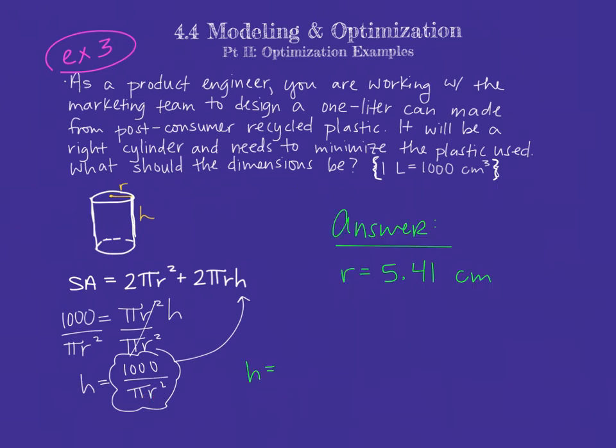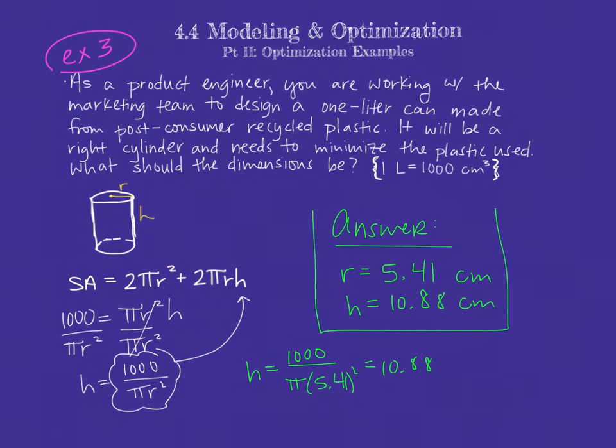Plugging in, height is 1,000 divided by pi times 5.41 squared. That yields a value of 10.88. So our height is going to be 10.88 centimeters. Now the question only asked us what the dimension should be. It did not ask what the surface area would be with those dimensions, but if it did ask for that, we could totally plug in the radius and the height into the surface area formula from the start and figure out what that surface area would be. So once again, calculus has allowed us to answer this optimization problem.